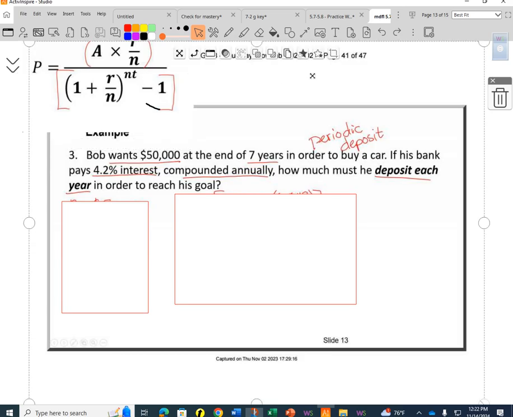So it says Bob wants $50,000 at the end of 7 years in order to buy a car. If his bank pays 4.2 interest compounded annually, how much must he deposit? So now we know we have to use one of these formulas as the P. So how much must he deposit? And now here's the phrase that tells us it's periodic, each year. So we knew it was one of the 2 P formulas. Now we know it's this one because it's periodic. It's regular deposits at regular intervals. So the same deposit amount at regular intervals.